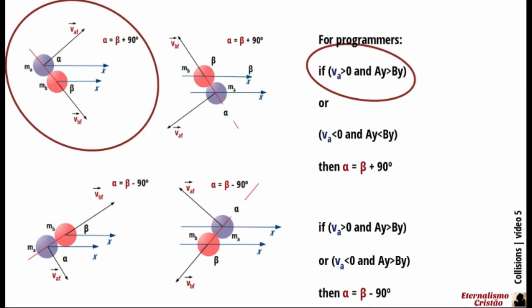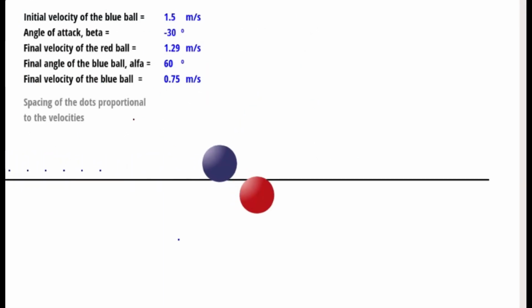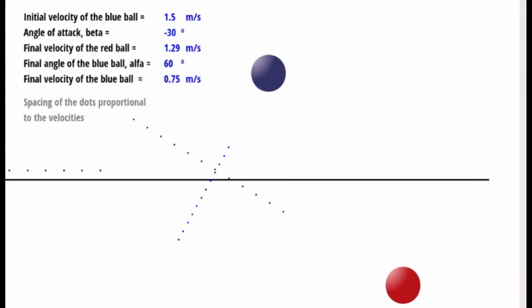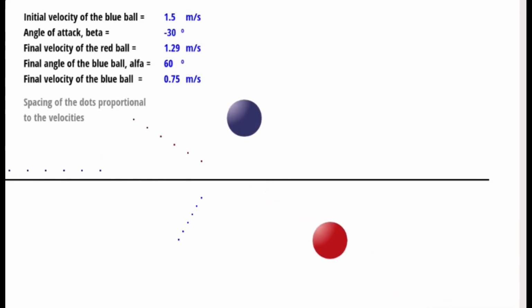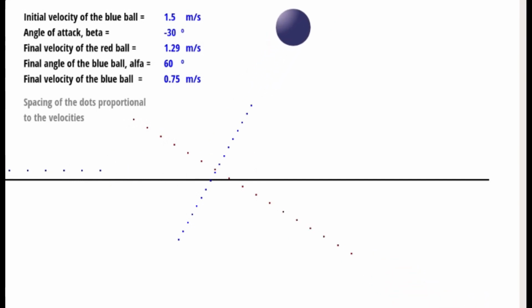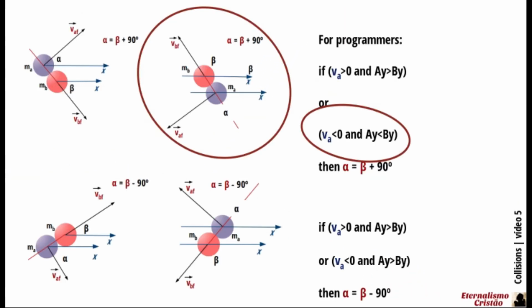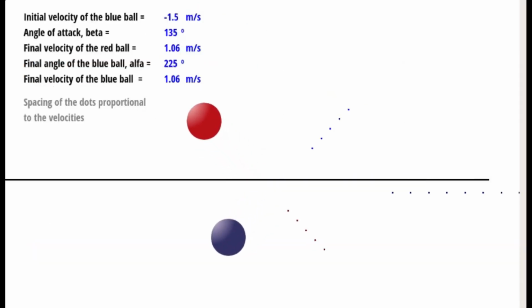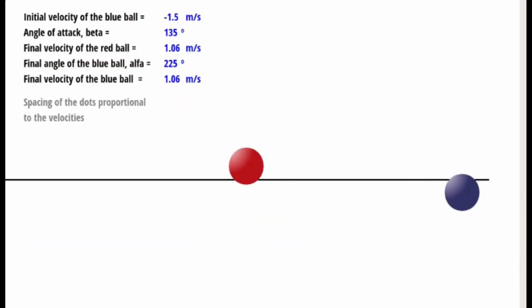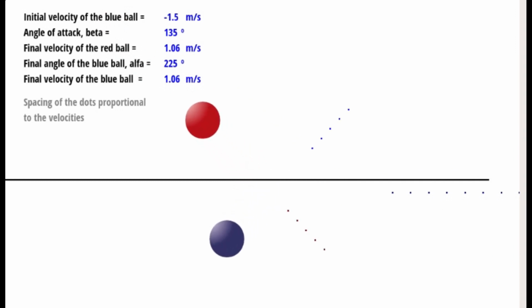Notice that the incoming ball arrives over the standing ball, with positive velocity. No matter the value of beta, angle of attack, alpha is, always, equal to beta plus 90 degrees. Now, the incoming ball arrives under the standing ball, with negative velocity. No matter the value of beta, alpha equals beta plus 90 degrees.